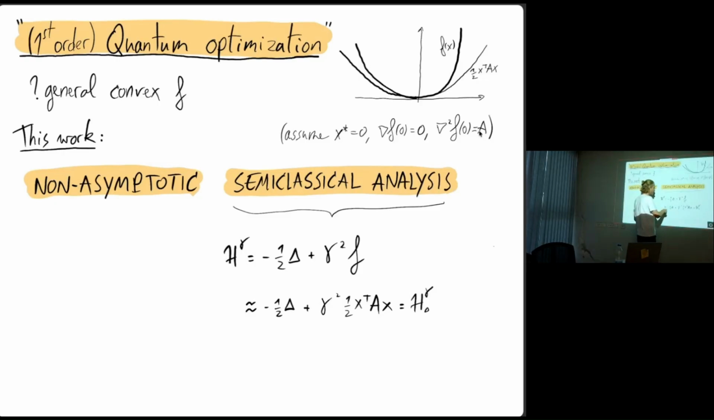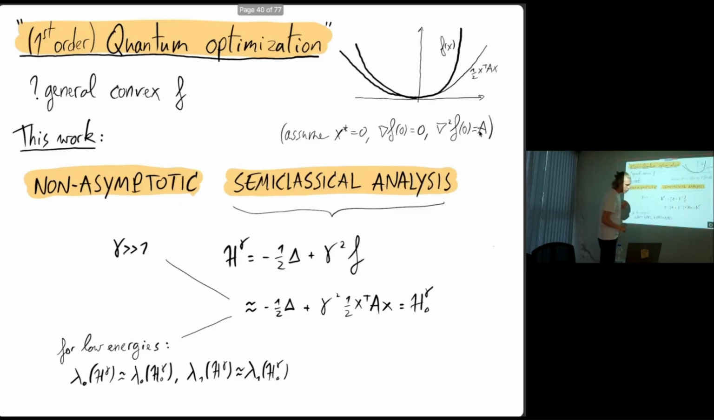So much so that if you take gamma big enough, then your Hamiltonian is nicely approximated by just taking a quadratic approximation of f. Because we know close to the minimizer, f is essentially this thing, but then this thing is just a quantum harmonic oscillator. So we know what the spectrum of H0 gamma is. Good. Slightly more precisely, this approximation holds when gamma is sufficiently large, and also for low energies, let's say for the ground state energy and the first excited state energy. These are the spectral properties that we care about.